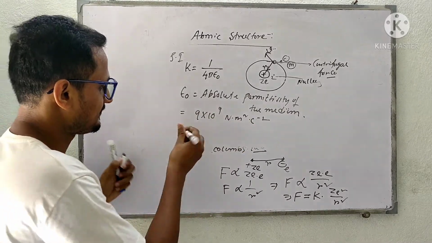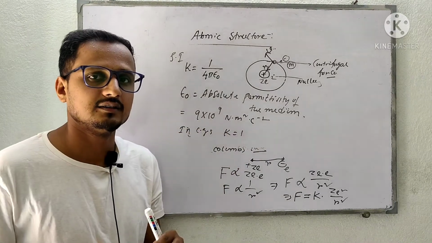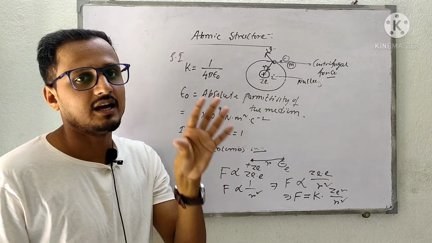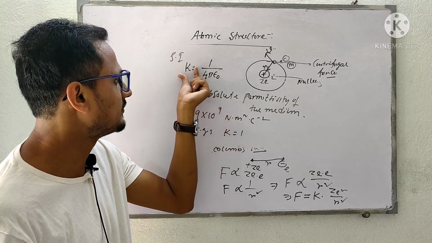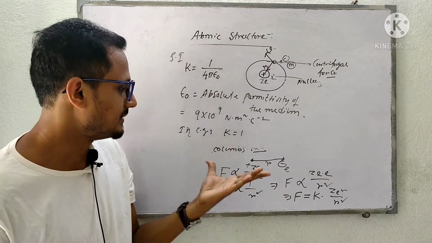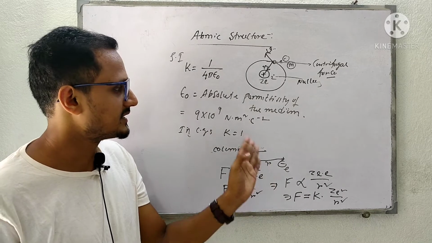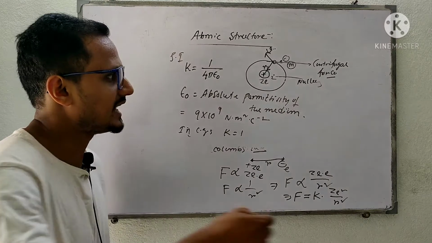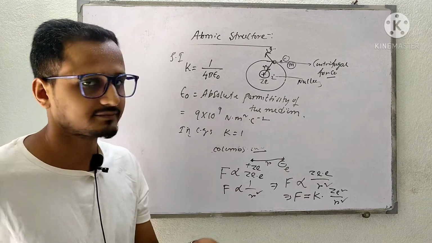But in CGS, the value of K will be 1, and that will shorten the relation. We are going to make a relation which will be proper and easy. So we will not calculate the radius by putting the value of K like 9 10 to the power 9. We can do it, but it will be easier if we go by the CGS unit. I will tell you the same thing about the SI unit also. First of all, we will try to arrange the relation, and after that we will calculate.